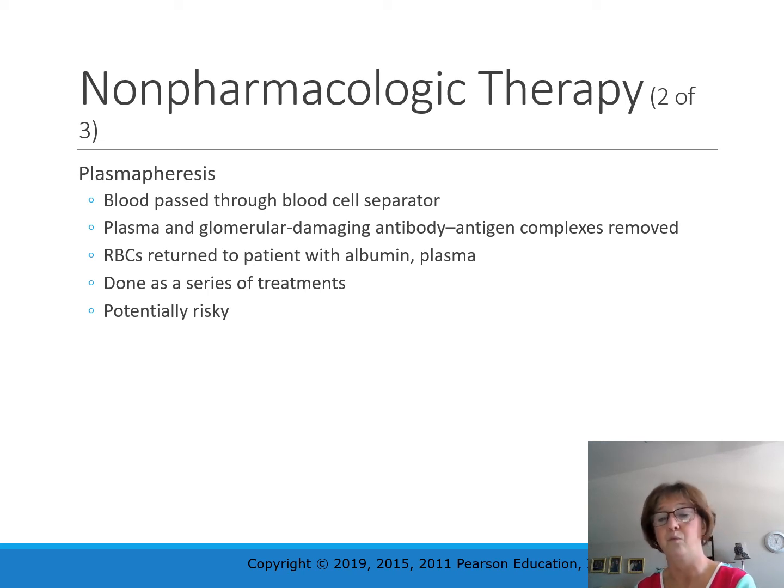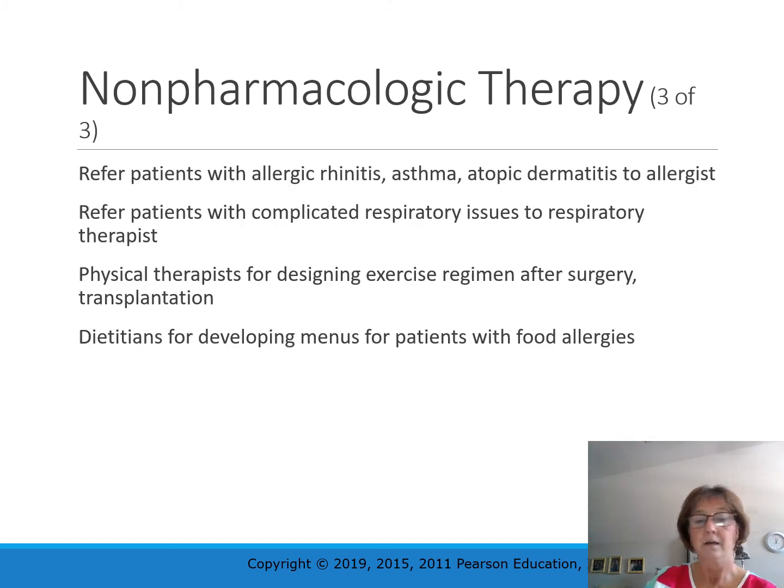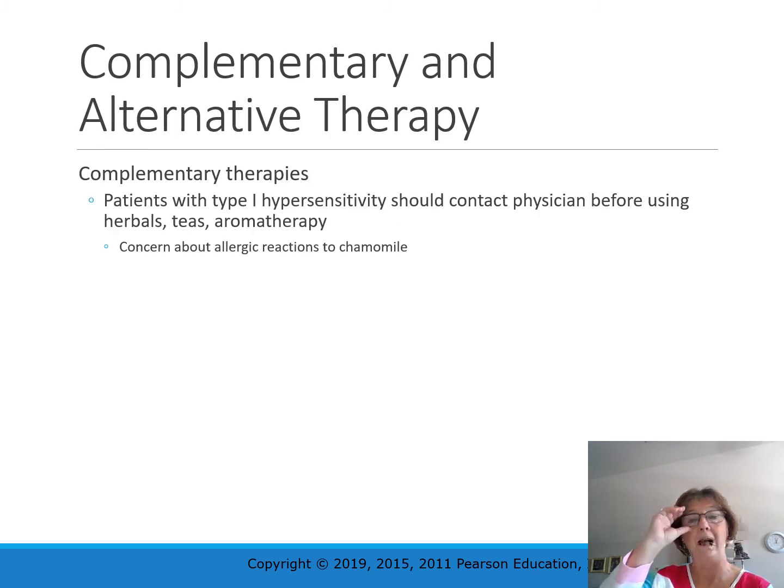It's really like a blood washing. They're trying to wash it out is what it is. Okay. Others, patients with allergic rhinitis or asthma, they need to go to an allergist. You need to be seen on a regular basis, and sometimes they'll change your medicines around multiple times. And you need to talk to a dietitian if you're having food allergies.